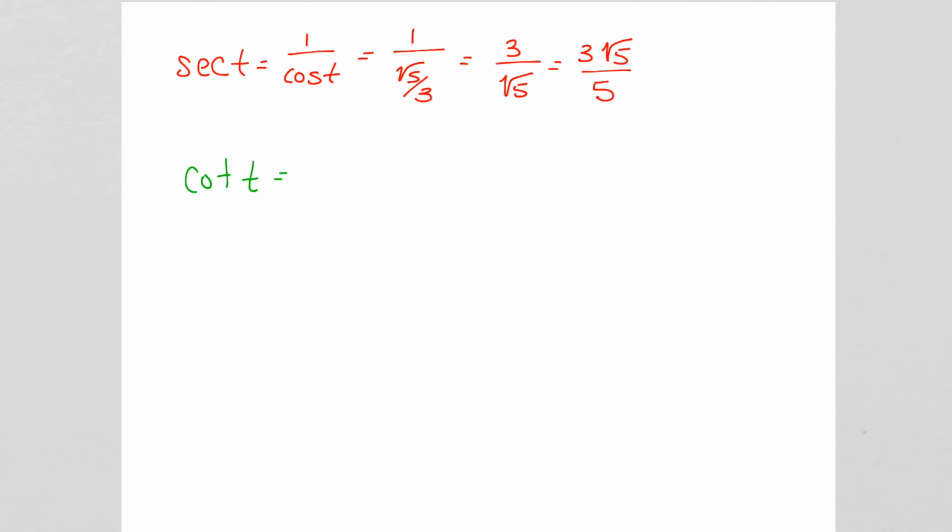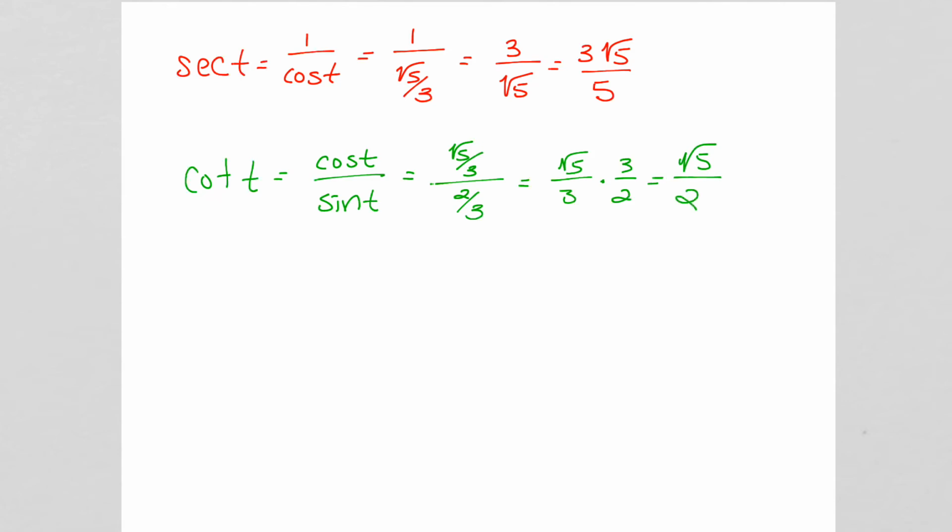Cotangent is, you could either use 1 over tangent or you could use cosine over sine. Either one will work. So that's root 5 over 3 over 2/3. Flip and multiply, root 5 over 2. So if you're given 2 trig functions, you can find the other 4.